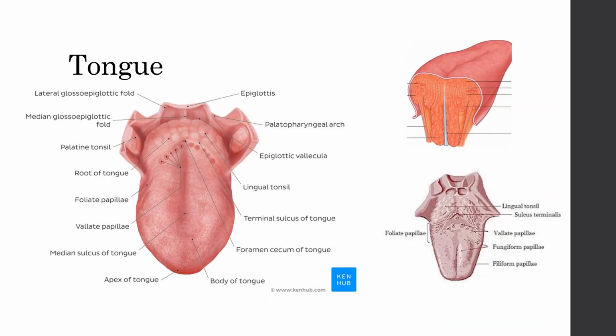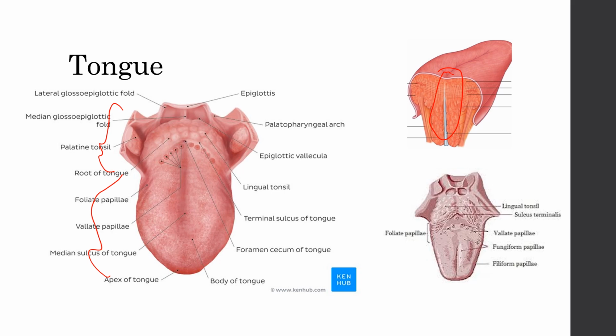The tongue is mainly a mass of skeletal muscle covered by mucous membrane. It is separated at the midline by a fibrous septum, which can be seen here. The tongue can be divided into anterior 2/3 and posterior 1/3. The anterior part is also known as the oral part, as it is situated in the oral cavity, and the posterior 1/3 is also called the pharyngeal part, as it is situated in the oropharynx.